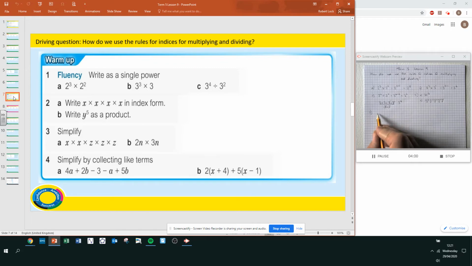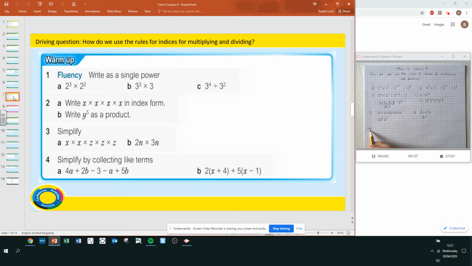Question 3. Simplify. x times x times z times z times z. Well, 1, 2 x's there, and they're multiplied, so it'll be x squared. 1, 2, 3 z's there, so it'll be z cubed. And there's a sign in between we can't see, it's your multiplication sign. B, 2n times 3n. 2 times 3 is 6, n times n is n squared. Answer.